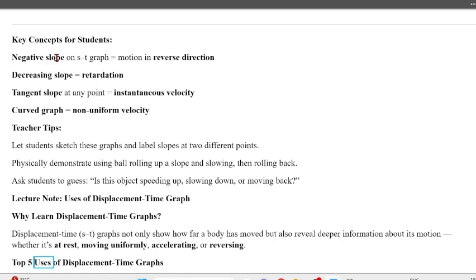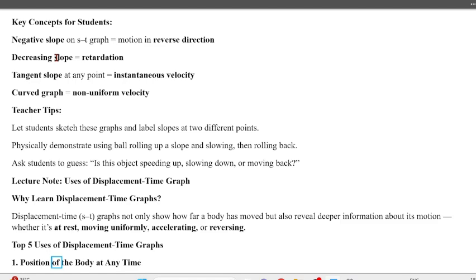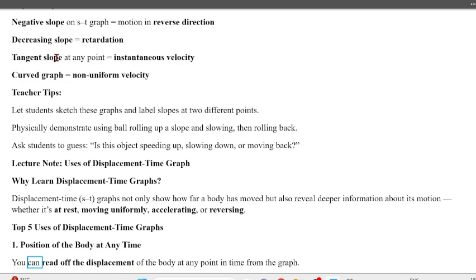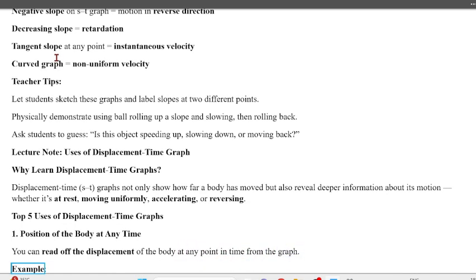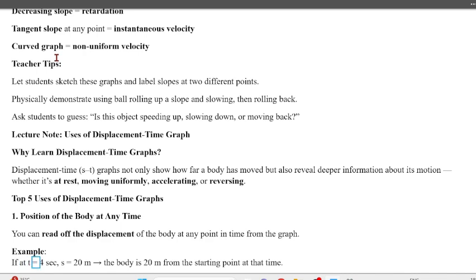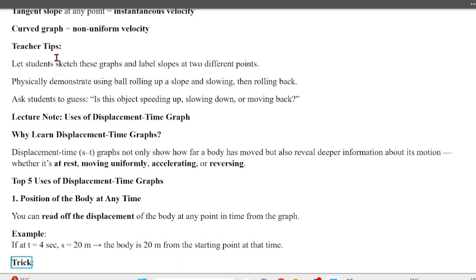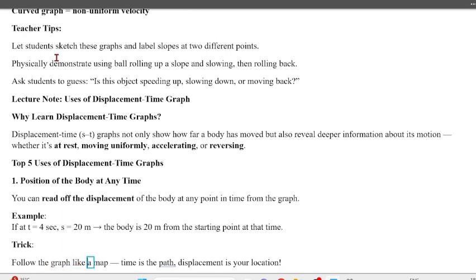Top 5 uses of displacement-time graphs. 1. Position of the body. At any time you can read off the displacement of the body from the graph. Example: if at t = 4 sec, s = 20 m, the body is 20 m from the starting point at that time. Trick: follow the graph like a map. Time is the path, displacement is your location.